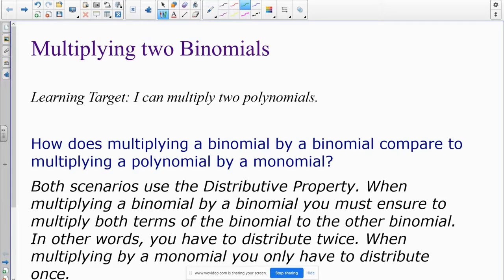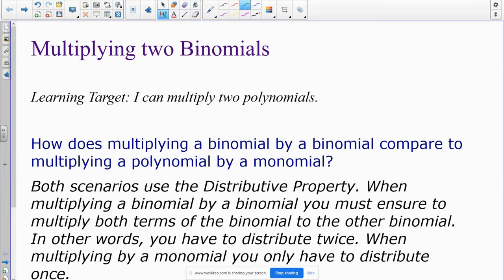We are going to continue with this same learning target of multiplying two polynomials. Today we're going to look at multiplying two binomials. So the question you should be thinking about is, how does multiplying a binomial by a binomial compare to multiplying a polynomial by a monomial?